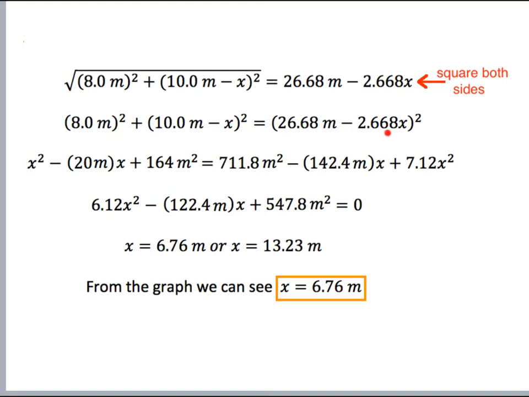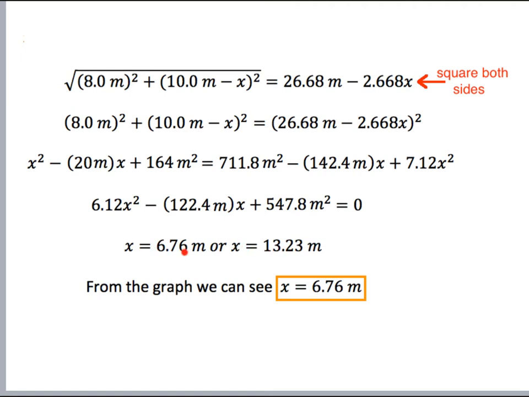So if you multiply all this together, you end up with this on the left side and this on the right side, and then you want to move everything over to the side such that the squared term is positive so that we can apply the quadratic formula. And we end up with 6.12x squared plus 122.4 meters x plus 547.8 meters squared equals 0. And when we solve for that with the quadratic equation, we get two solutions. x equals 6.76 and x equals 13.23.